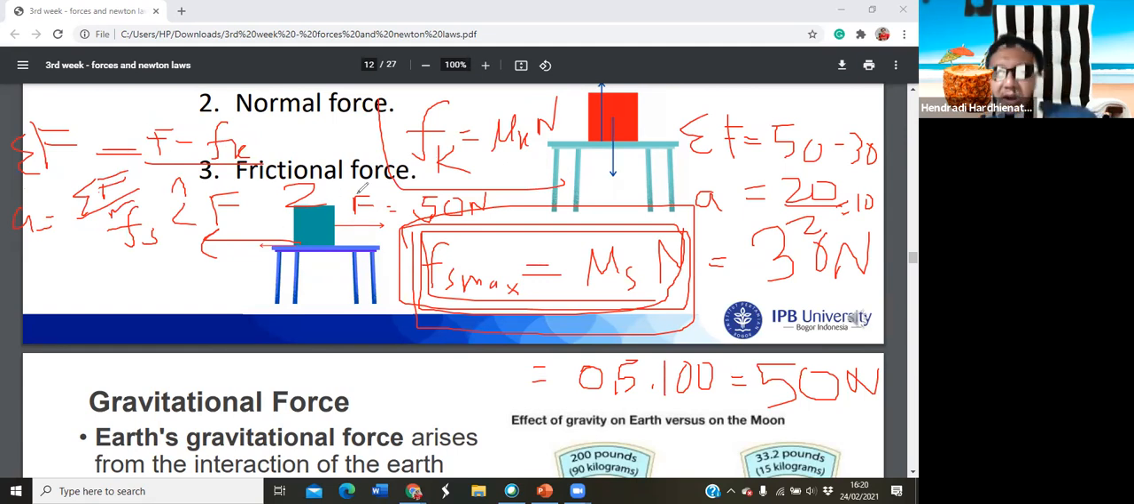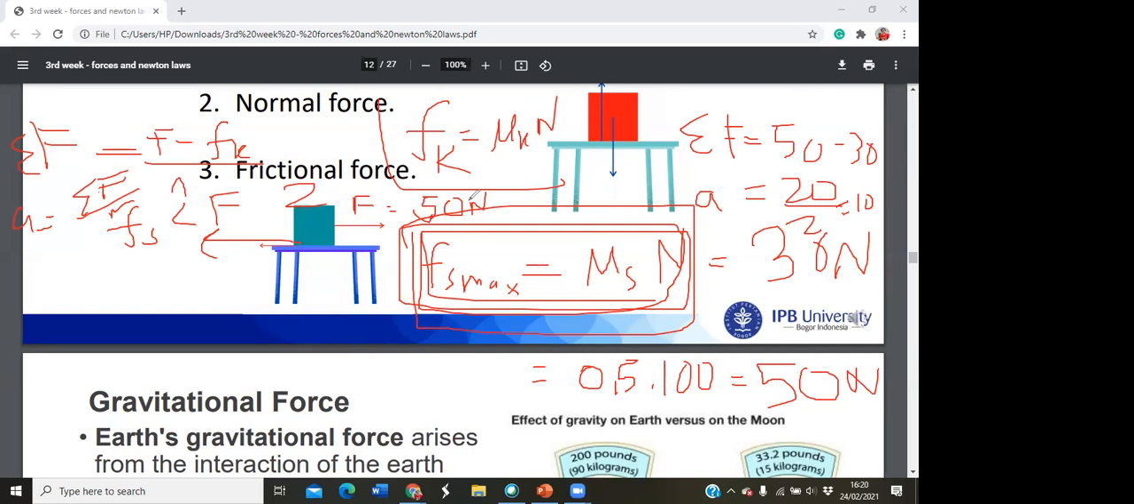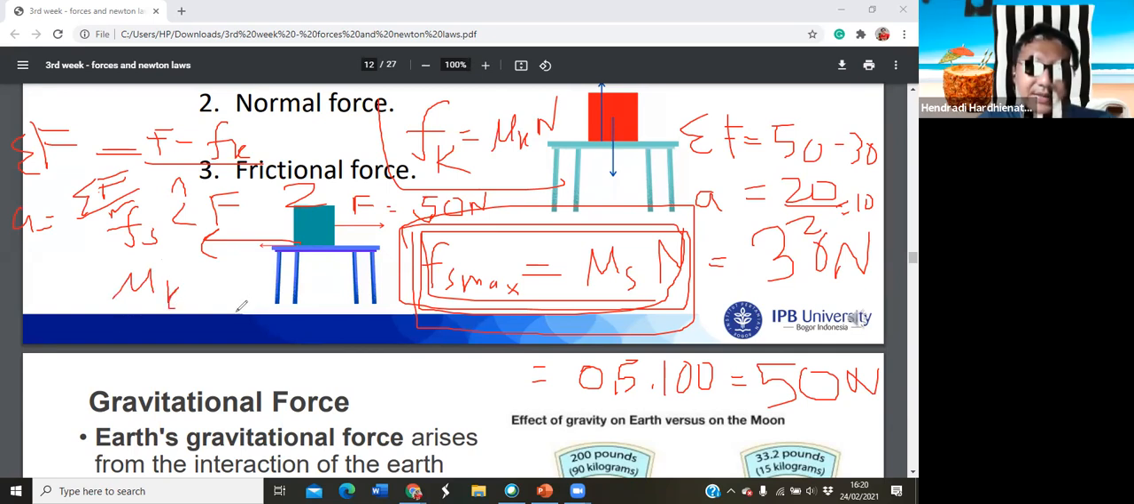Now I want to ask Muhammad Ihsan. Hello, Muhammad Ihsan. Why is mu k different from mu s? Usually mu k is always smaller than mu s. Why? They are the same material, the book and the table, but why is it different?